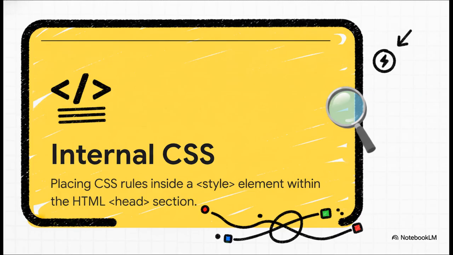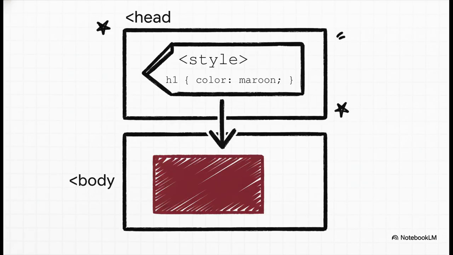So, a much better approach is using internal CSS. Here, instead of styling elements one by one, you group all the styles for a single page inside a style tag, which lives right inside the document's head section. And here's what that looks like. Inside the head tag, we've got this style block. In here, we can define rules for elements like the body and the H1 tag.